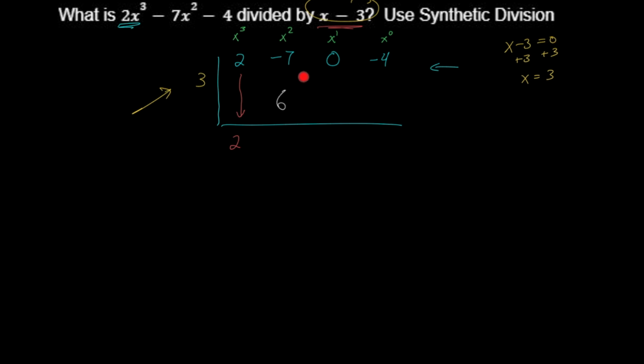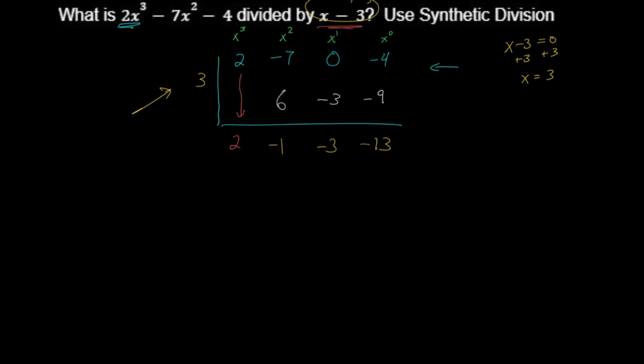Now we're going to add vertically. Negative 7 plus 6 is negative 1. And we're going to repeat that process, still taking our 3, multiplying it by our new number, and writing in the next blank. So 3 times negative 1 is negative 3. And then add vertically, 0 plus negative 3 is negative 3. Repeat, multiply, so negative 3 times negative 3 is negative 9. And then add vertically, negative 9 plus negative 4 is negative 13.